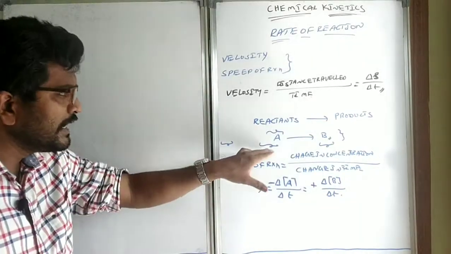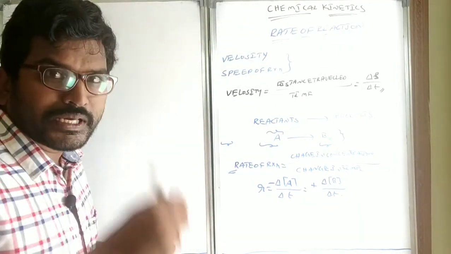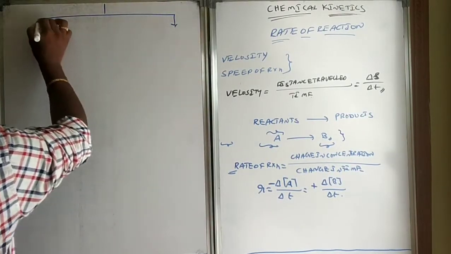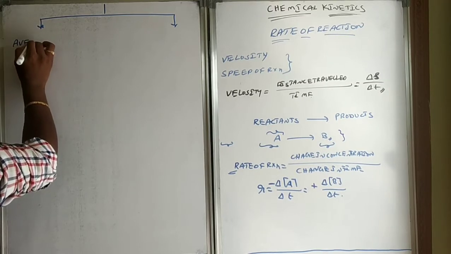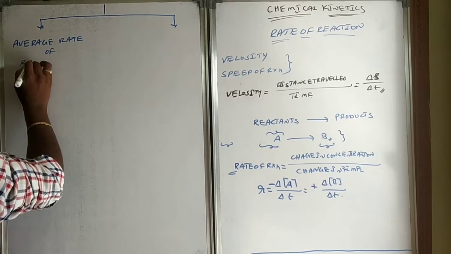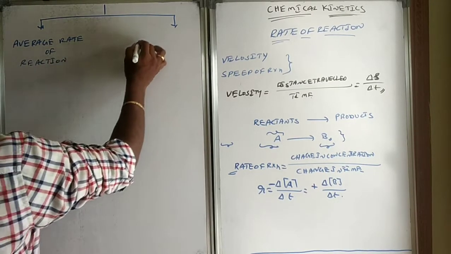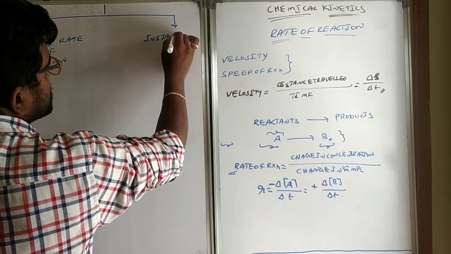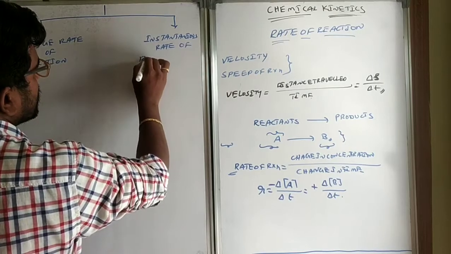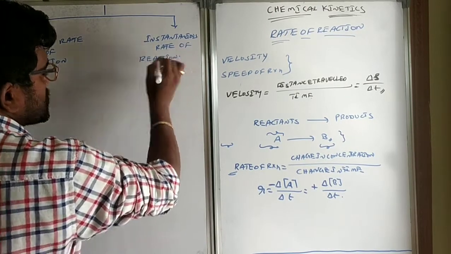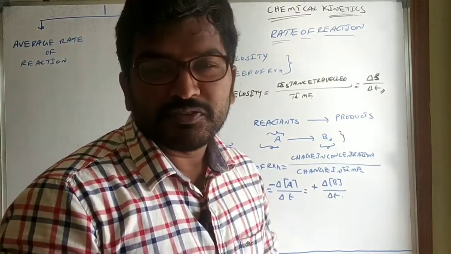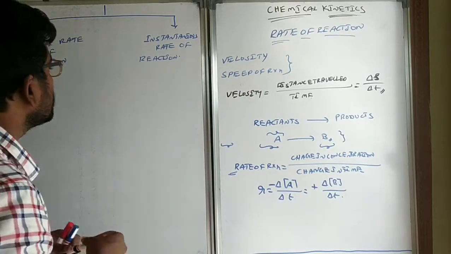If you take the rate of reaction, there are two types of rate of reactions. That is average rate of reaction and instantaneous rate of reaction. Basically, there are two types of rates present: one is average rate of reaction and one is instantaneous rate of reaction.